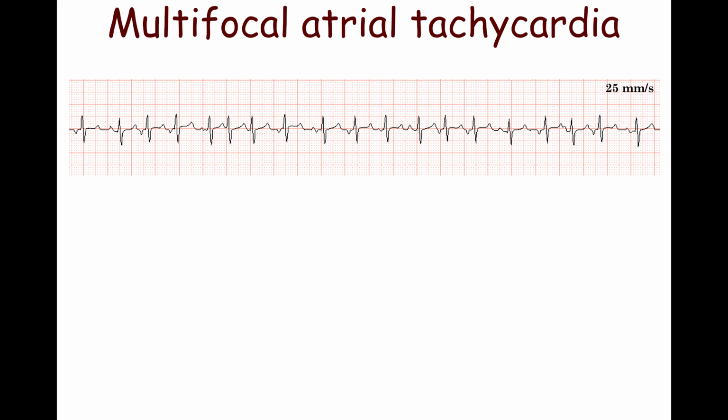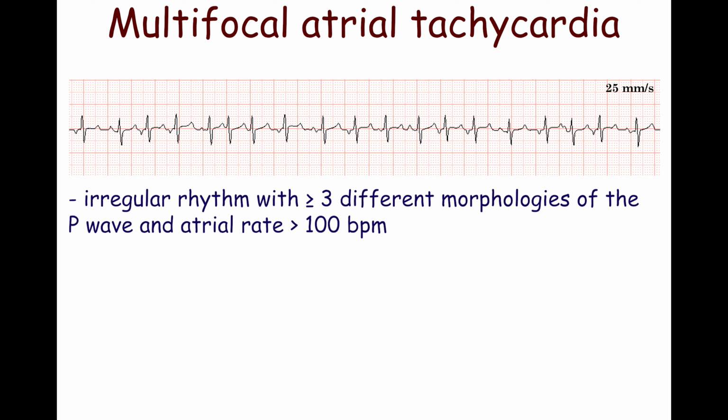Multifocal atrial tachycardia is an irregular rhythm with at least 3 different morphologies of the P wave. The atrial rate is more than 100 beats per minute. Some P waves may not be conducted. If the atrial rate is less than 100 beats per minute but there are 3 different P wave morphologies, multifocal atrial rhythm is diagnosed. The rhythm is highly irregular.